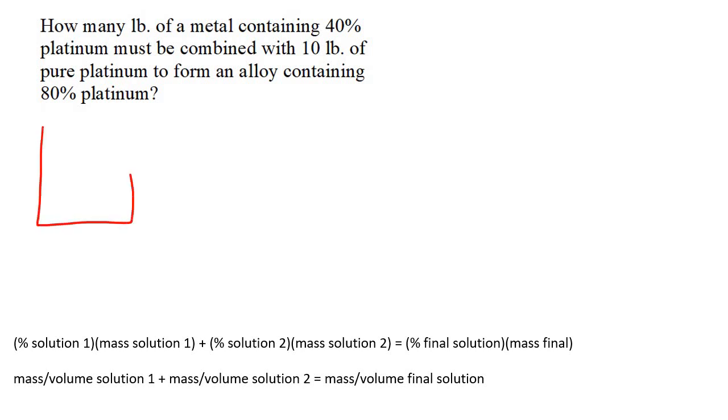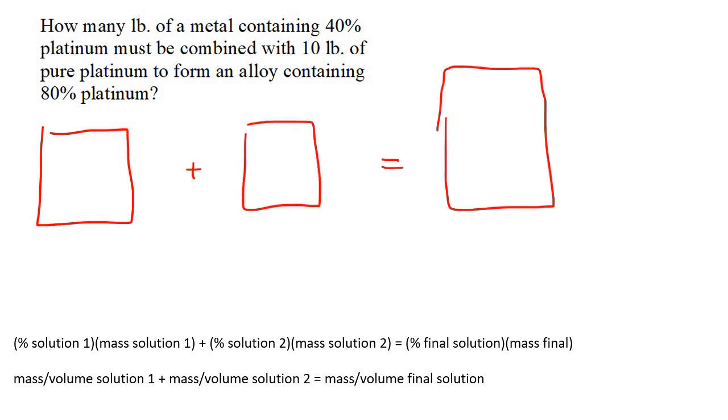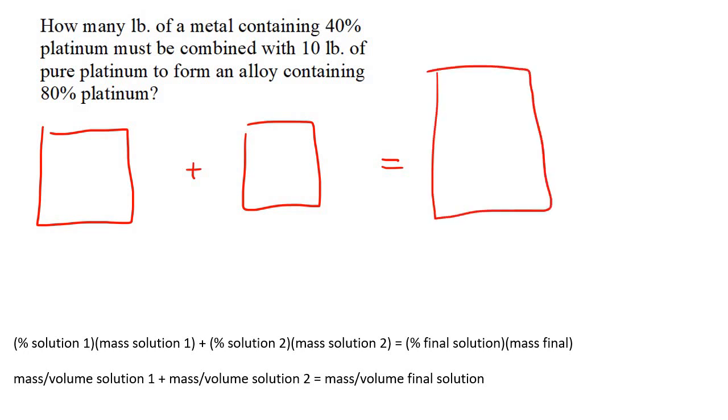So we've got a mixture plus another mixture, and that equals the final mixture. That's always how these questions are, so that doesn't change. So it says how many pounds of a 40%? The first one is a 40%, but we don't know how many pounds. That's our unknown. Then it says, now listen carefully, guys, must be combined with a 10-pound mixture of pure platinum.